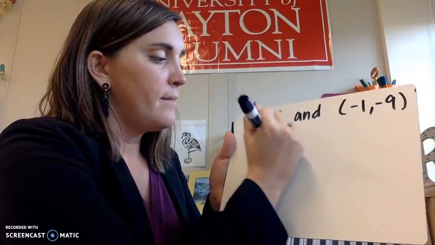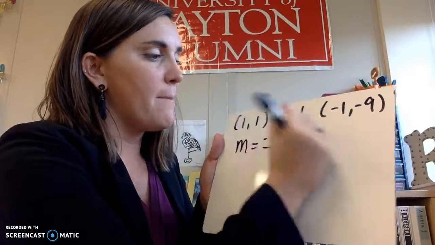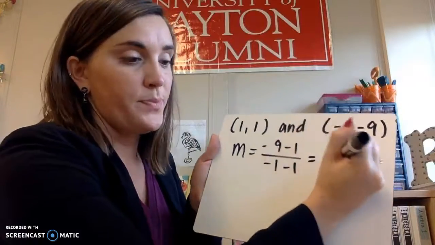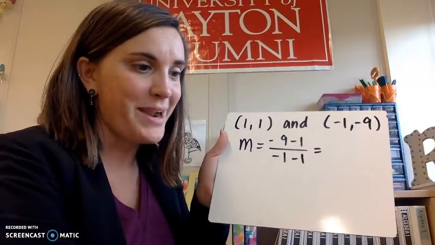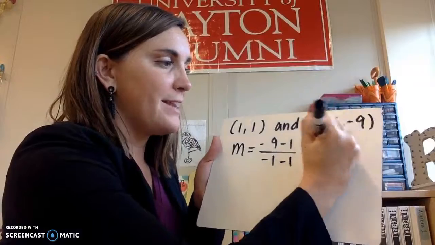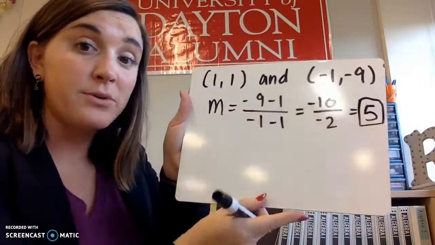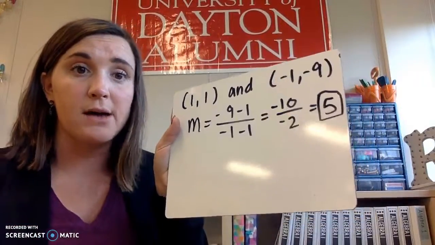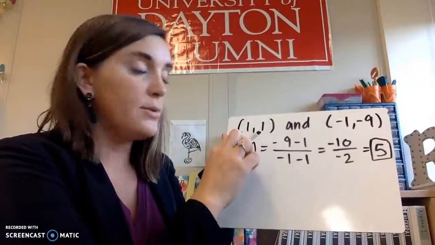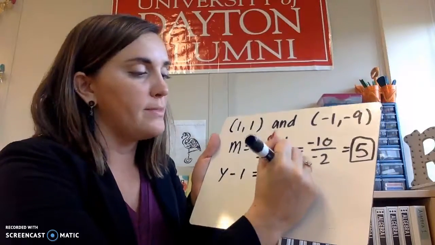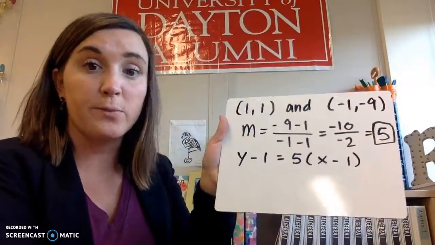All right. M equals negative 9 minus 1 over negative 1 minus 1. So that's going to give me negative 10 over negative 2. Negative on the top and the bottom cancel out to leave me with a positive slope value of 5. All right, using that first ordered pair, y minus y1 equals m parentheses x minus x1 for point slope form.